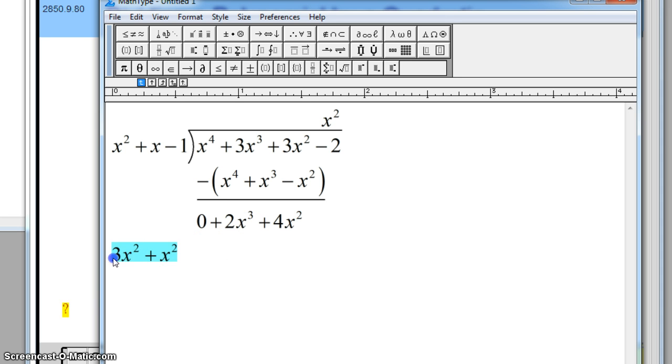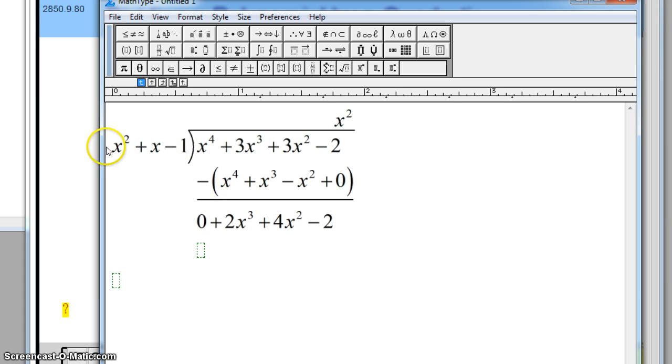And I actually like to put a placeholder in here. We can see that there's no x term, so we'll put a plus 0x. Then we have negative 2 minus 0, which is still negative 2. So we just bring down that negative 2. And now we rinse and repeat, do the same thing.